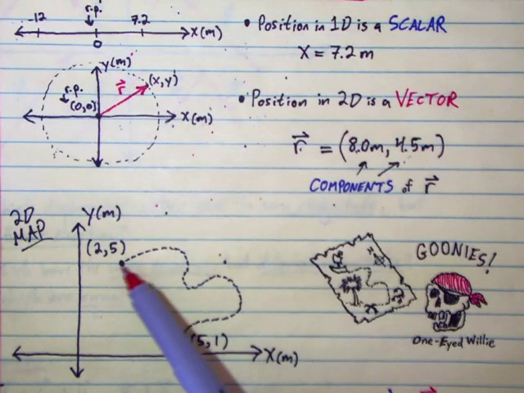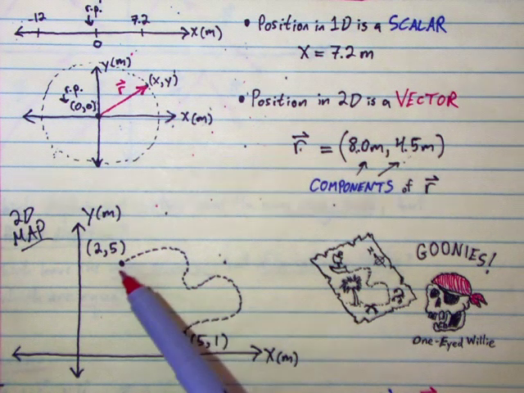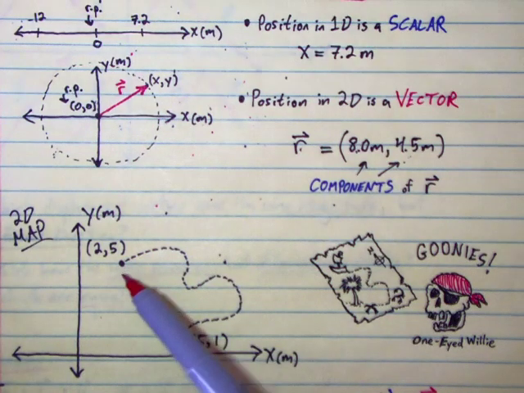But now here, if I said, oh, my change in position is 5 meters, well, we don't know if that's 5 meters this way, or that way. We need more information. We need two pieces of information.